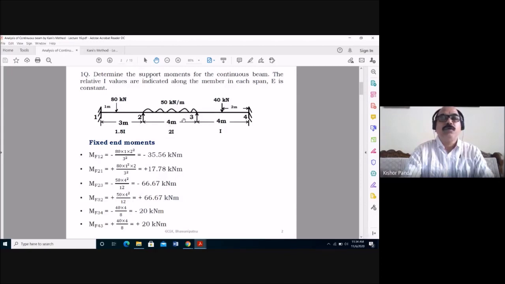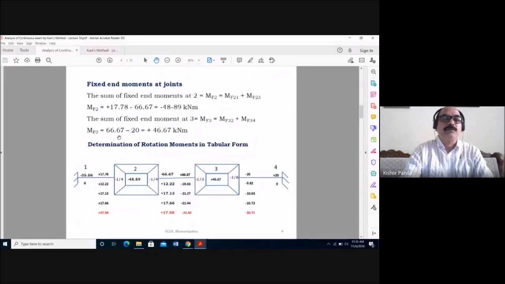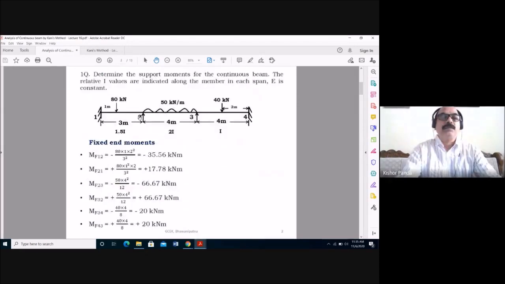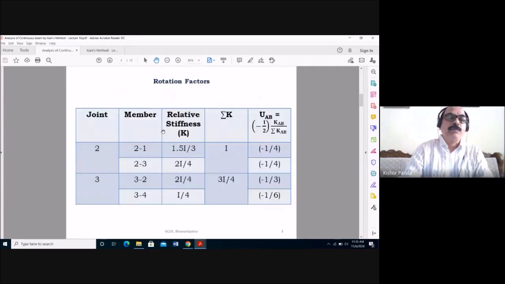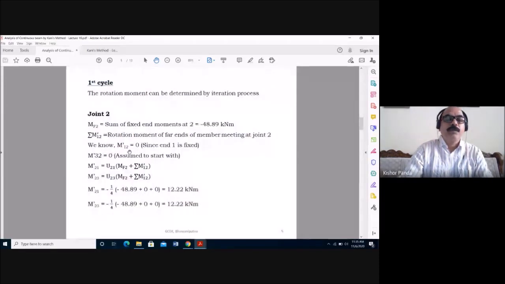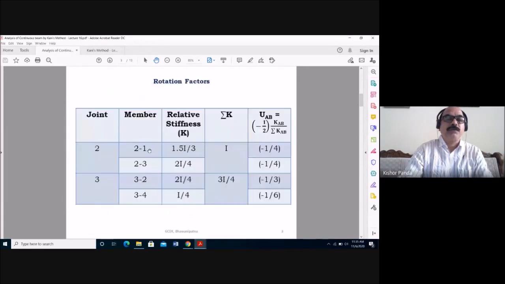You say this is 1, 2, and this is 3, 2. So M dash 1, 2 plus M dash 3, 2. This is the summation of M dash 1, 2. So summation of M dash 1, 2 is your rotational moment of far end of member meeting at joint 2. This is the member 2. This side is your far end, and this side is your far end. When we start our joint 2, and for the first cycle, we know M dash 1, 2, the rotational moment 1, 2, is 0 because this is your fixed end.